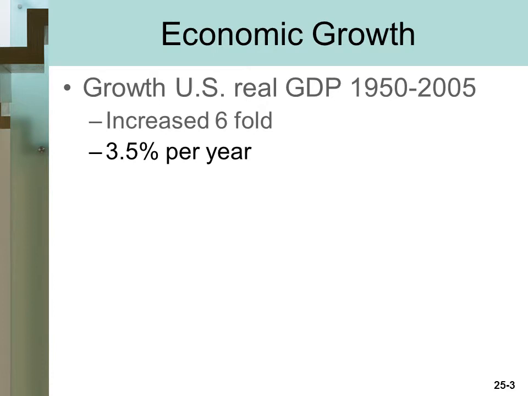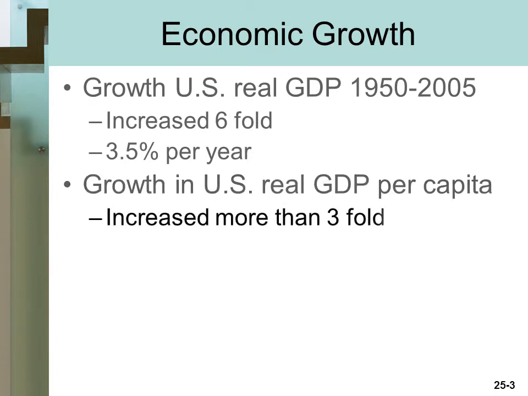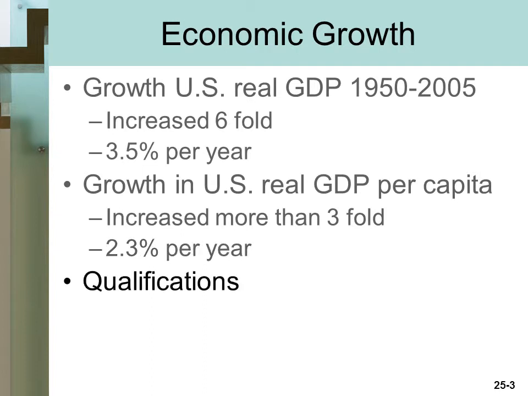From 1950 to 2005, real GDP has increased sixfold. It increased about 3.5% per year over that 55-year period. Real GDP per capita has increased more than threefold, at about 2.3% per year. Now, these qualifications are some things that we actually mentioned when we talked about some of the shortcomings of GDP as a measuring tool.